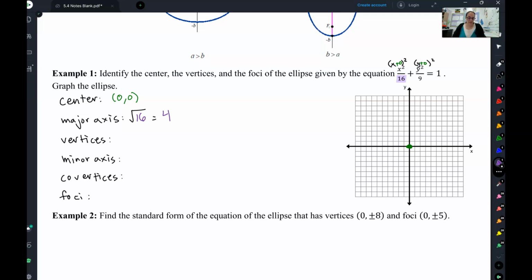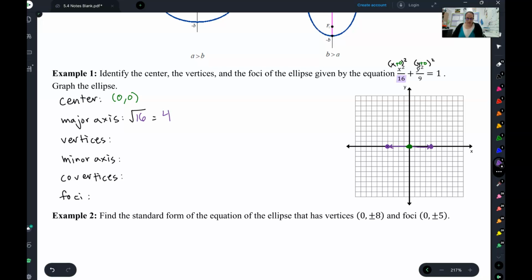Now, to know if this is 4 side to side or 4 up and down, we look at what letter it's paired with. This 16 is paired with the x. X is always side to side, so that means I'm going to go 4 to the left and 4 to the right, and that will be my major axis. Left and right, because once again it's paired with the x. So 4 to the right, 4 to the left, and at the end of that major axis is my vertices.